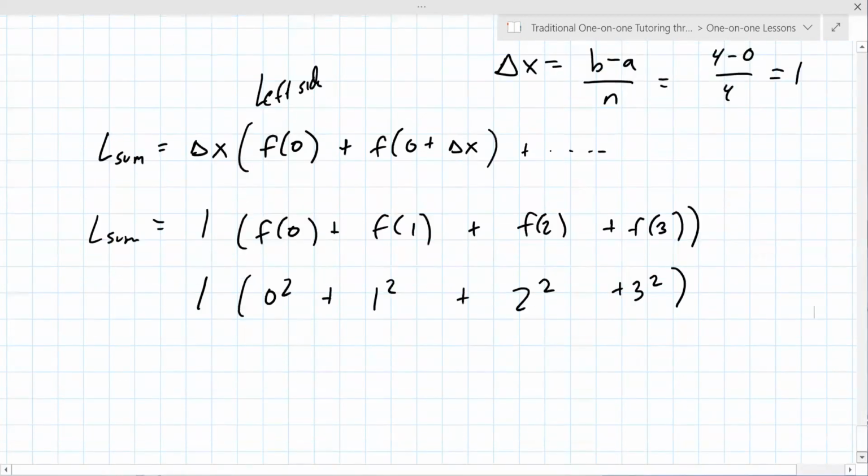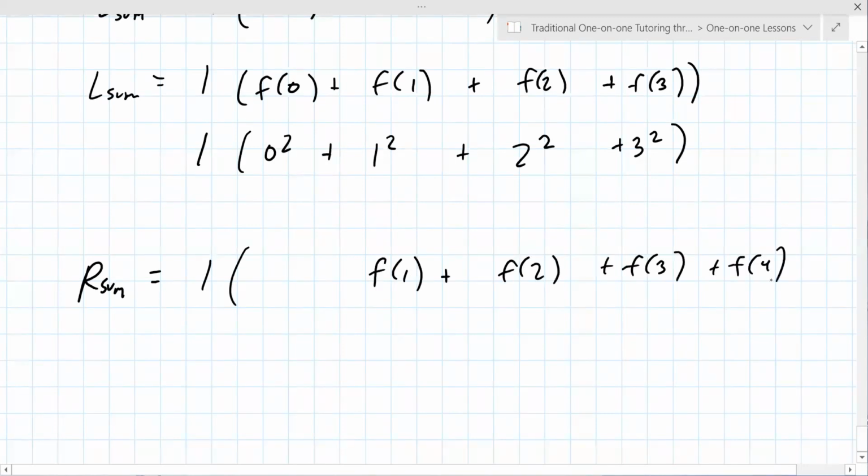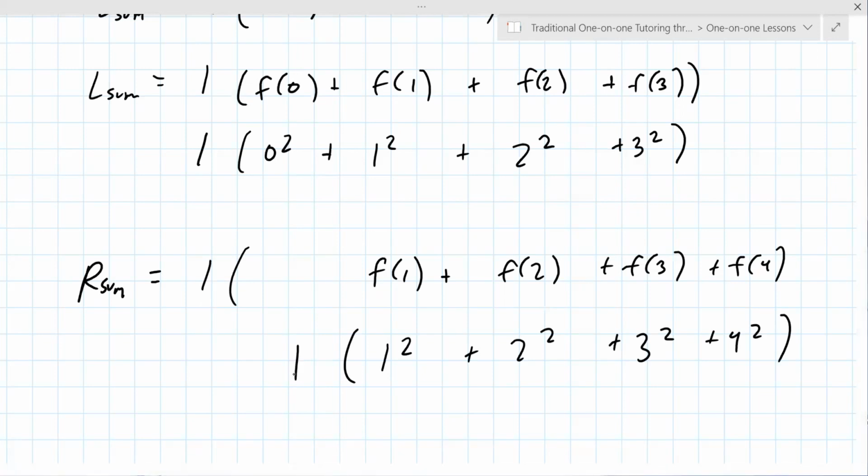All right. So now your right sum, which is very similar, but it skips the first value. So you got to go over 1 point. So it becomes f of 1 plus f of 2 plus f of 3 plus f of 4. Okay. So that's 1 squared plus 2 squared plus 3 squared plus 4 squared. You get that value. All right. And that's a trivial example, but it runs through all the things.